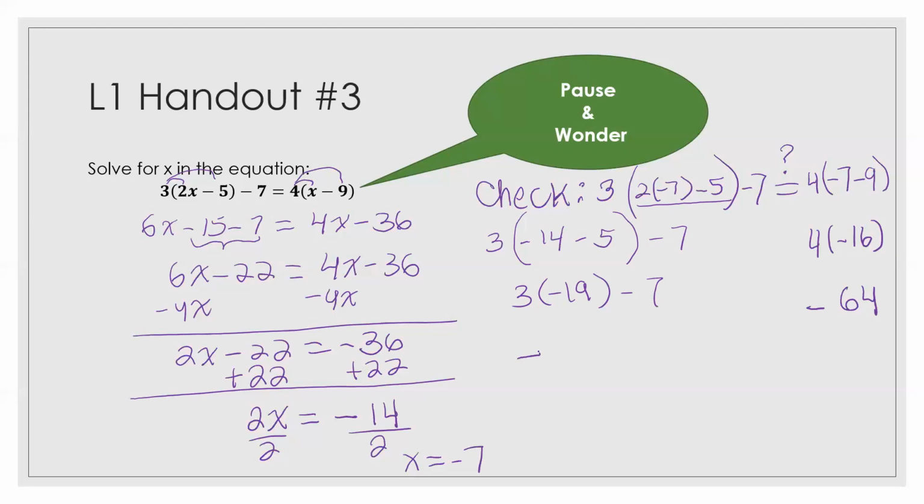I would say 3 times 20 is, if I have 20 copies of 3, then it's 60, but I only have 19 copies of 3, so that must be 57. And minus 7, that would give me negative 64. So negative 64 is equal to the right-hand side, which is negative 64. Then your answer is a good answer, and we can go ahead and circle this to check.